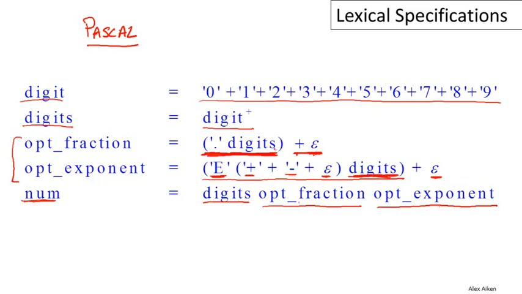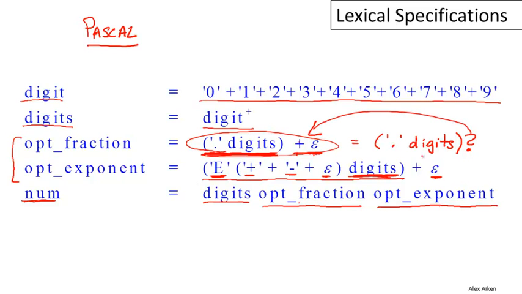Now, this idiom, where we have plus epsilon to indicate that something is optional, is also extremely common. And so there's another shorthand that many tools provide. So another way of writing this that's common is to say that that's my fractional component, and then it might be absent. So the question mark after a regular expression just means exactly this construction, that we take that regular expression and we OR it with epsilon.